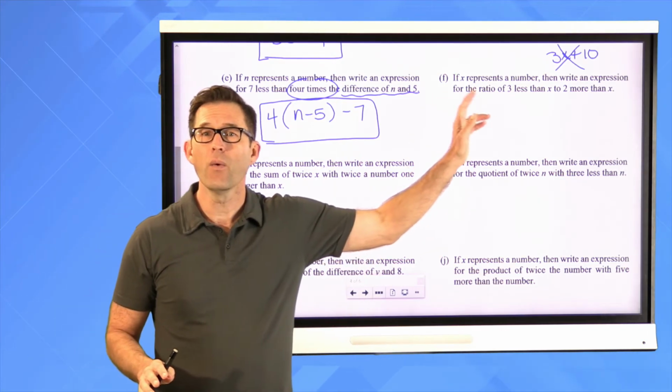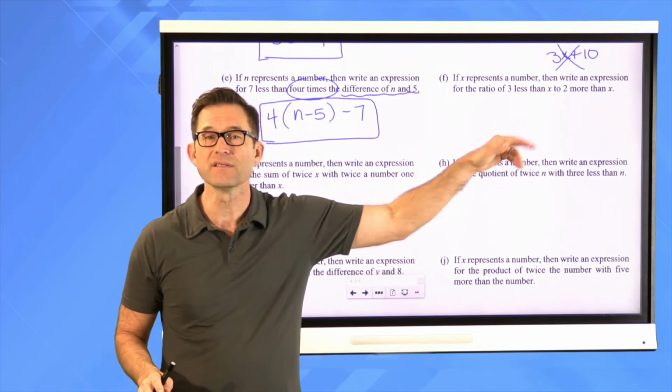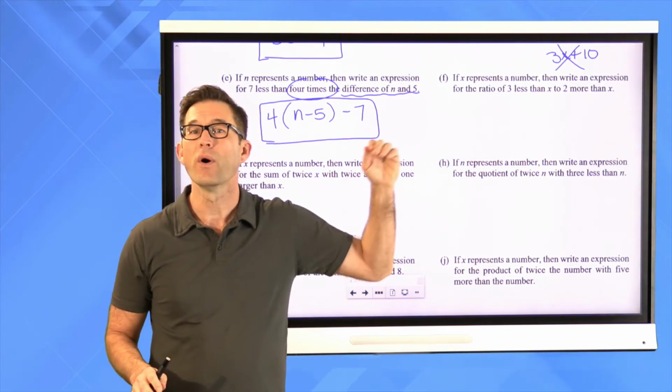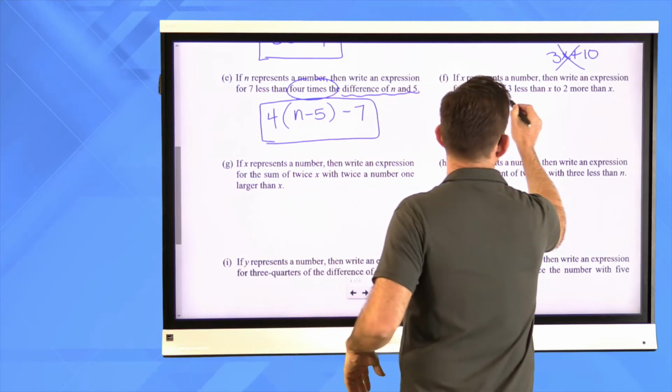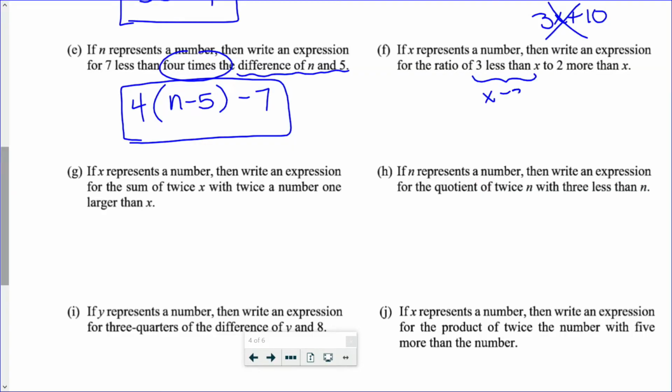So we know what 3 less than x is, that's x minus 3. We know what 2 more than x is, that's x plus 2. And if I want the ratio of this to this, then what I'm looking for is x minus 3 divided by x plus 2.